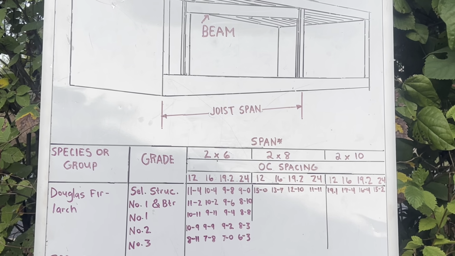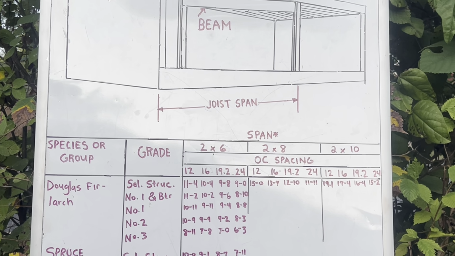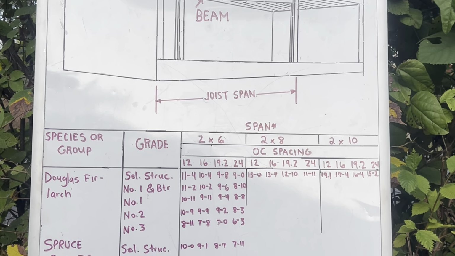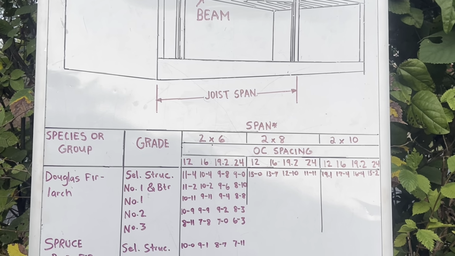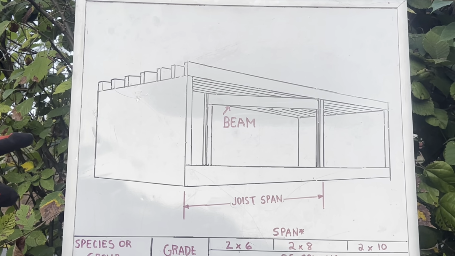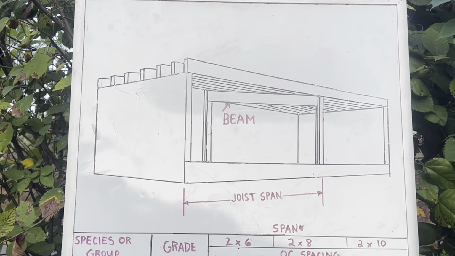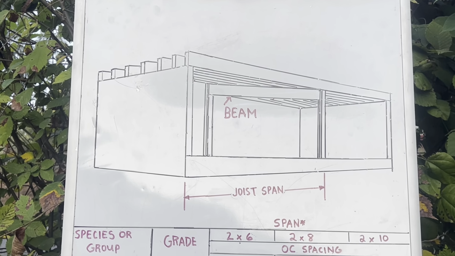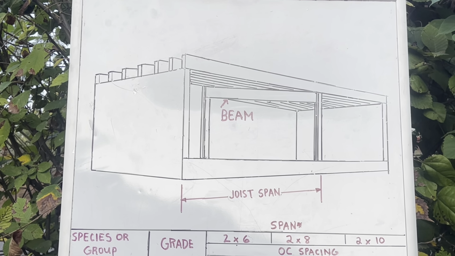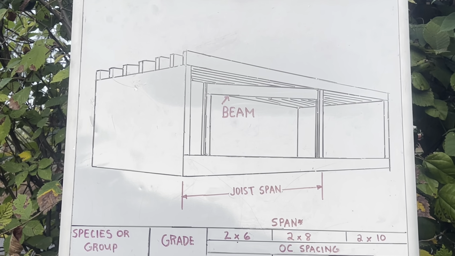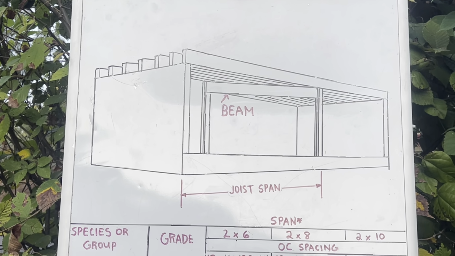All right, now, in platform framing, one end of the floor joist rests directly on the seal plate of the exterior foundation wall or on the top plate of a framed outside wall. Okay, that's what this is right here. The bearing surface should be at least 1.5 inches. The opposite end of the joist laps over or butts into an interior beam or wall.